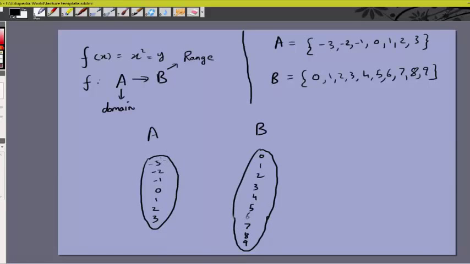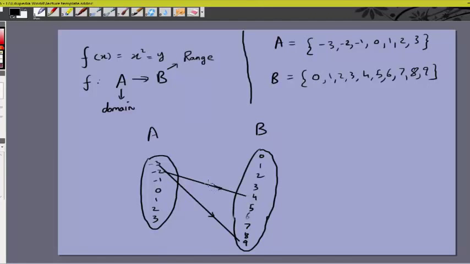Right. So at -3, what is the value of y? If x is -3, y is x squared, that is 9. So -3 goes to 9. So we draw an arrow of this. -3 goes to 9. What does -2 go to? It goes to 4.